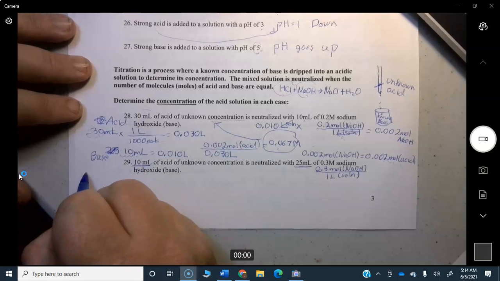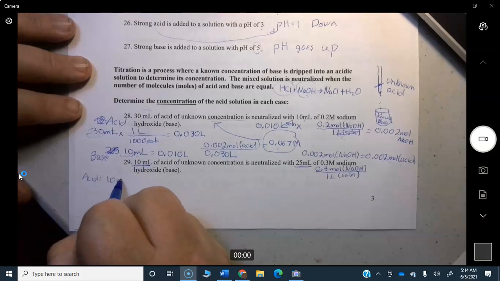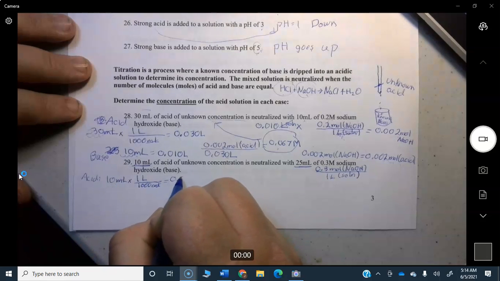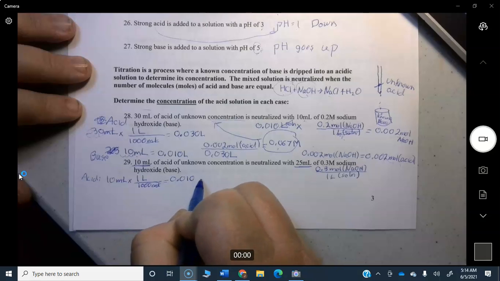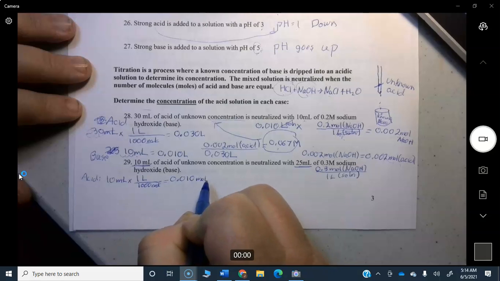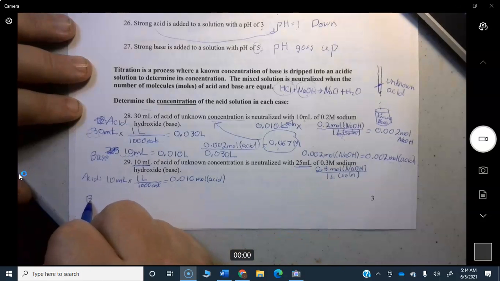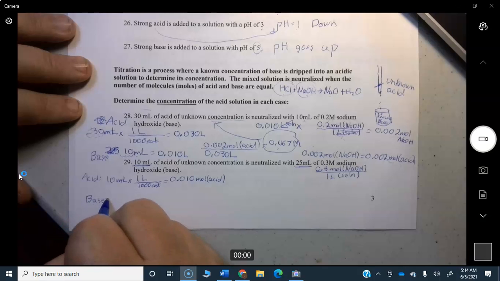The acid is 10 milliliters. That cancels, so this becomes 0.010 moles of the unknown acid. Okay, and then for the base, we'll just do the shortcut method.